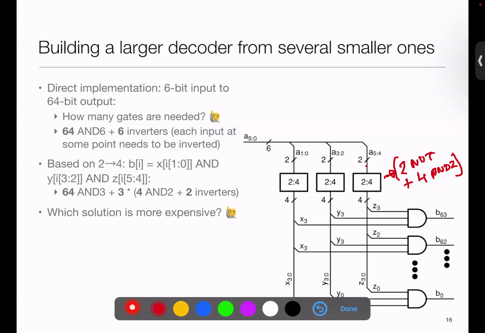It has fewer literals. If I count the gate inputs, it has fewer inputs. So this solution is certainly lower area.